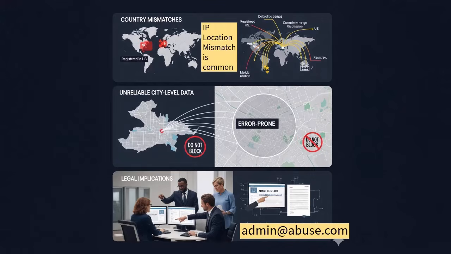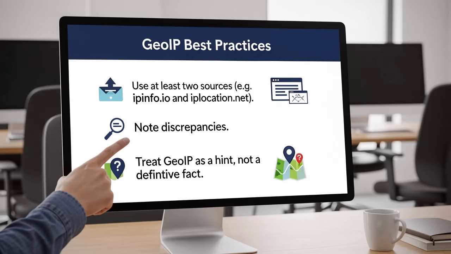All right, there is an important piece of information that we always look to find when we do IP threat intelligence. What is it? The geolocation. Geolocation is important. However, SOC analysts must treat it cautiously. Why? Because country mismatches are common. Content delivery networks and cloud providers may register IP ranges in one country, but may serve the traffic worldwide. City-level data is unreliable. And of course, there are legal implications. If a host is in a cooperative jurisdiction, legal teams can pursue takedown requests via the abuse contact. Best practice, I guess, is to use at least 2 sources. We have ipinfo.io or iplocation.net, and treat GeoIP just as a hint, not a definitive fact.